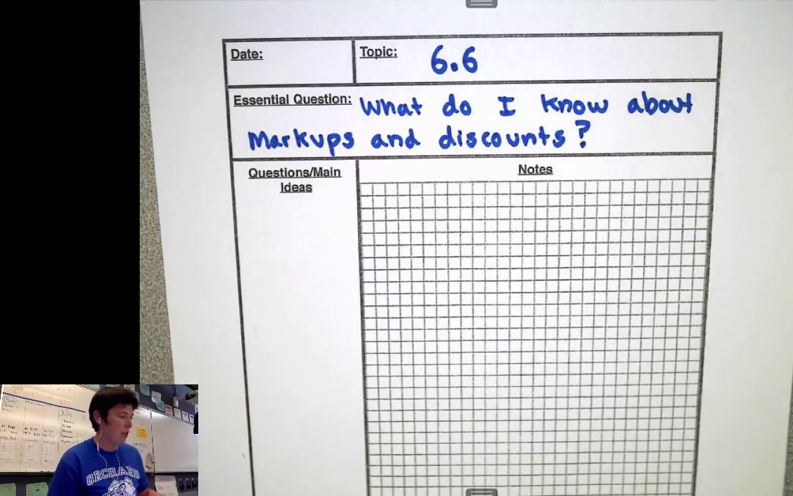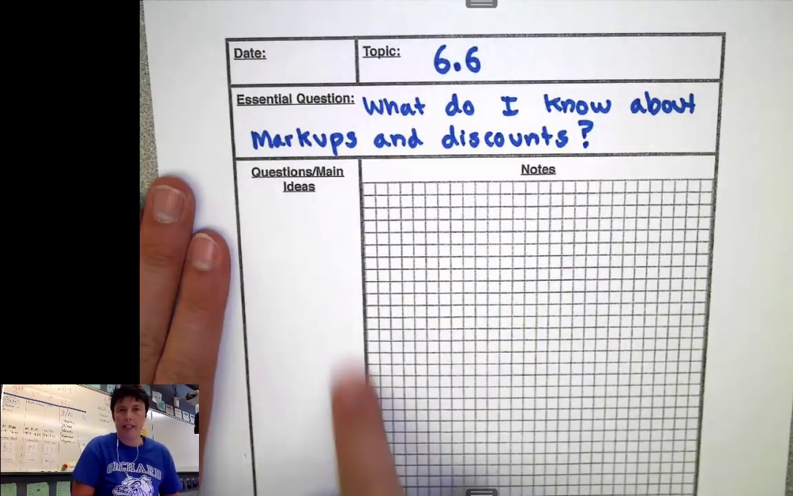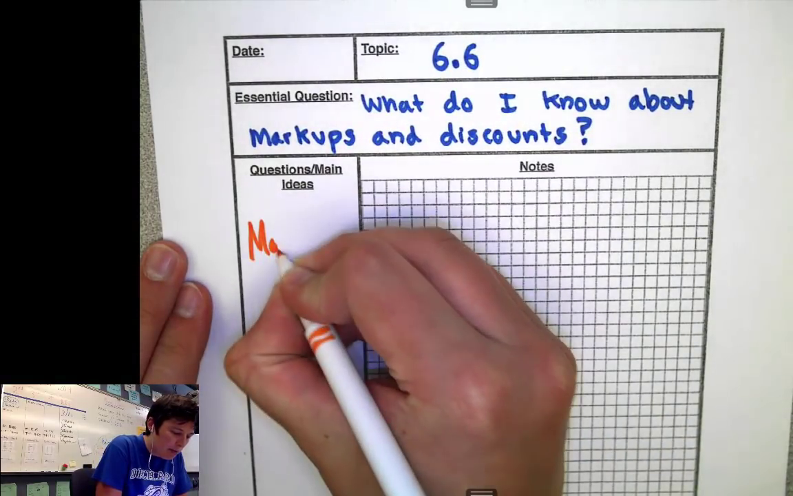So now the question is when you get a problem, can you read it carefully enough to figure out what kind of problem it is? So let's take a really close look at that. So let's kind of dive into this a little bit. Let's talk about the three things that we know. Over on our main ideas side of our notebook here, I'm going to write the word markup.